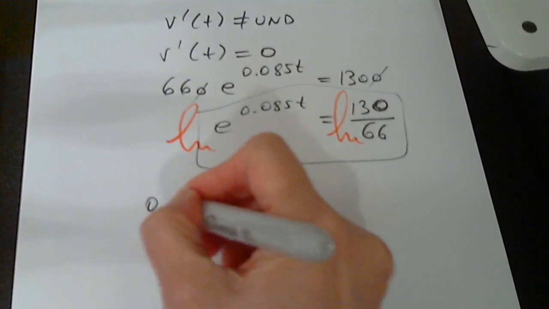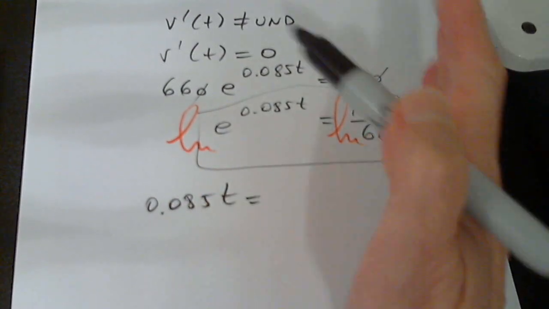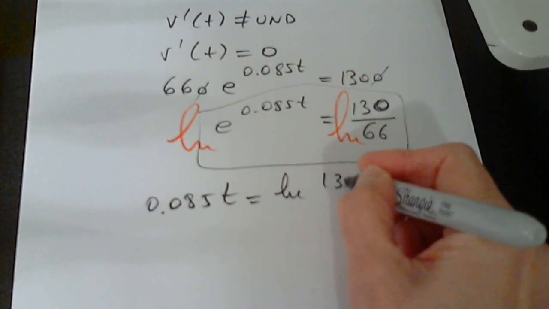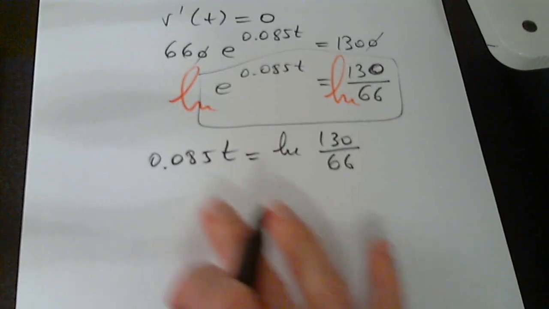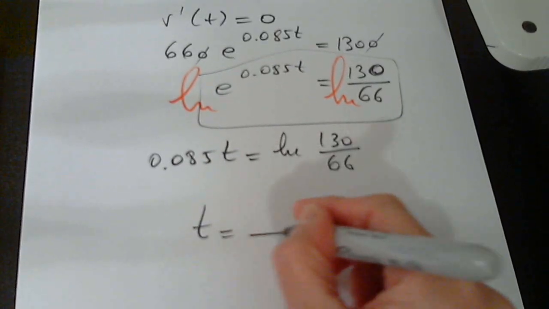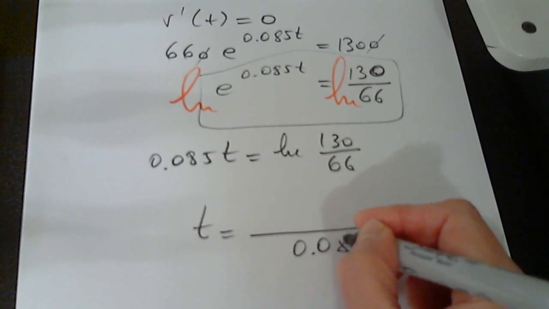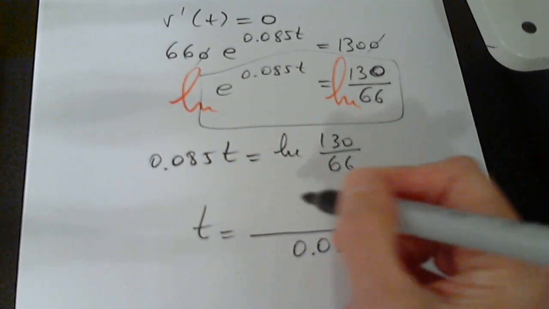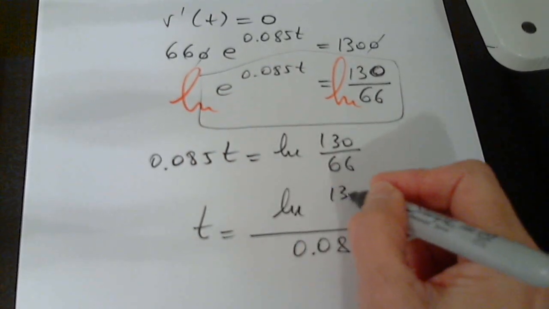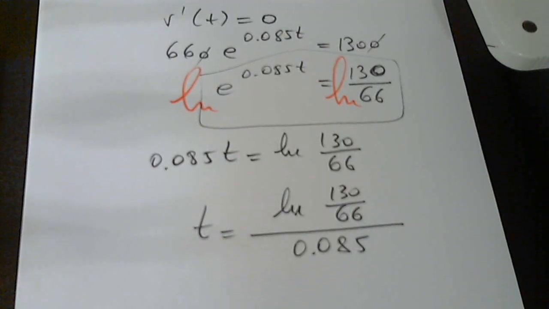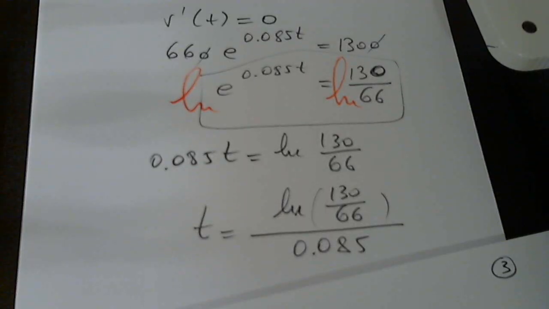So 0.085t equals this number. Don't bother with it. And of course, I have to divide by this. That's why we did chapter 2. Careful how you enter it. You have to put parentheses. So let's take a look. Let's see what we get.